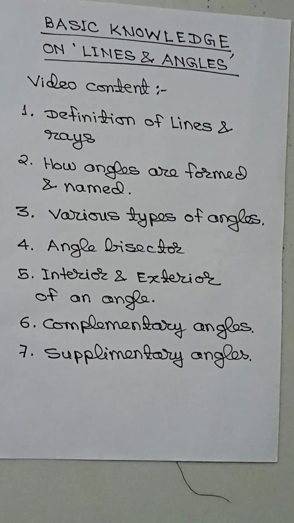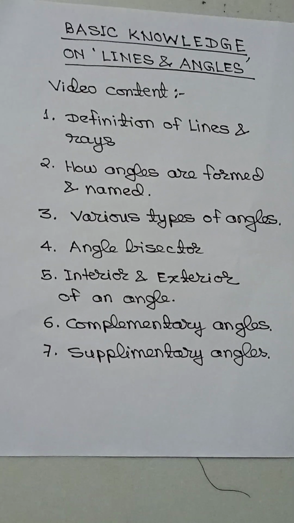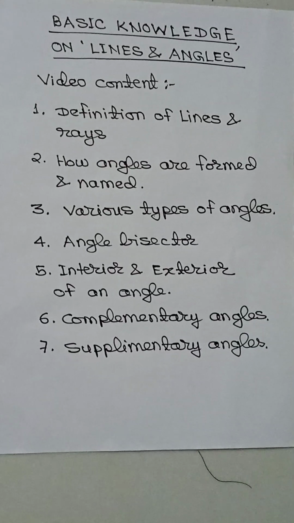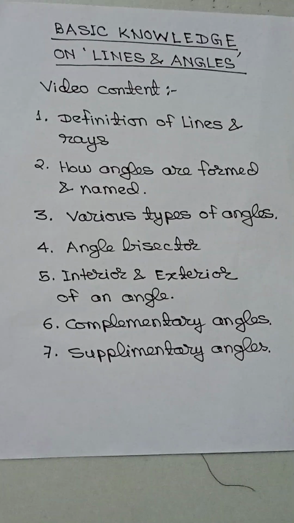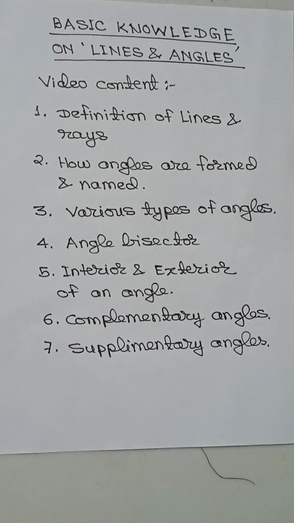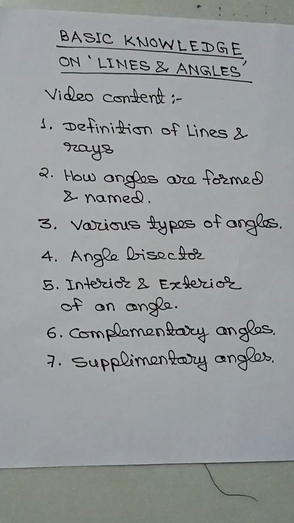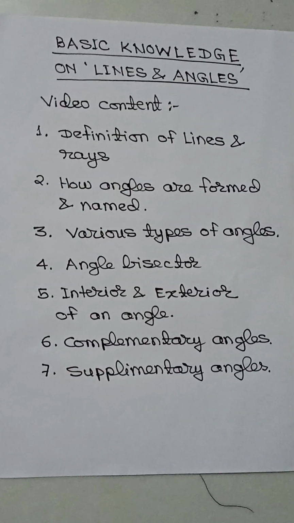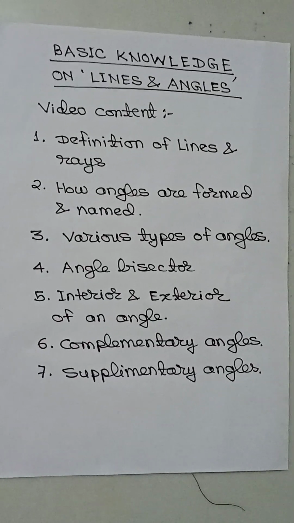This video content is: first one is definition of lines and rays, second one is how angles are formed and named, third one is various types of angles, fourth one is angle bisector, fifth one is interior and exterior of an angle, sixth one is complementary angles, and seventh one is supplementary angles. So we will describe all these one by one to clear your concept regarding the topic. So this is about the introduction of the video.